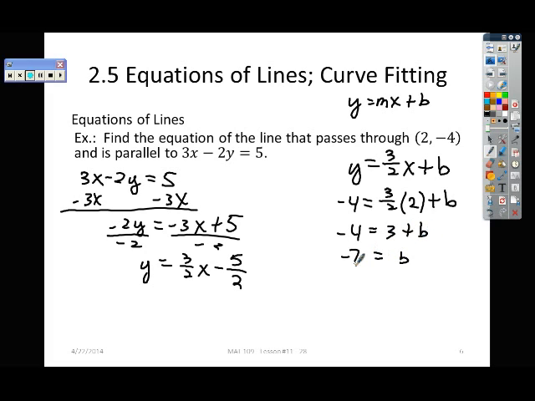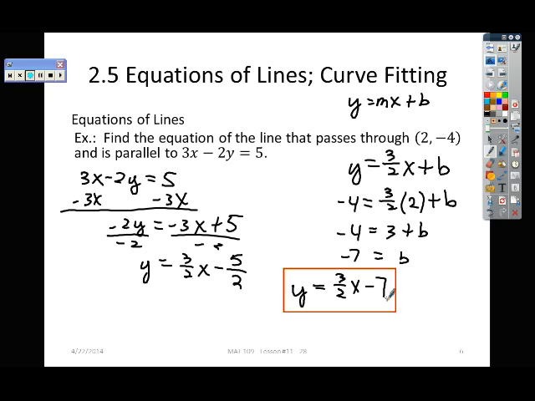So I have a value for b. I can take that back and put it in here now. Putting -7 in place of b, because now I know what b is. B is -7, so I can put -7 in there. Now I have a complete equation.